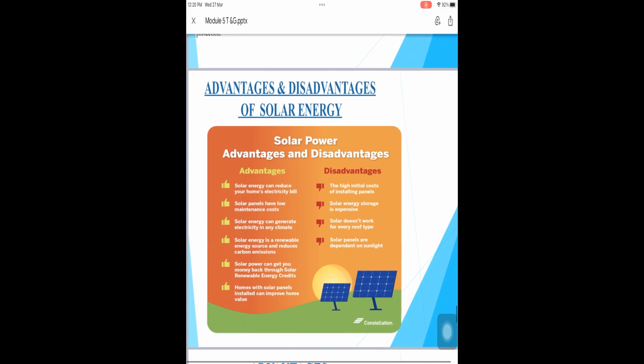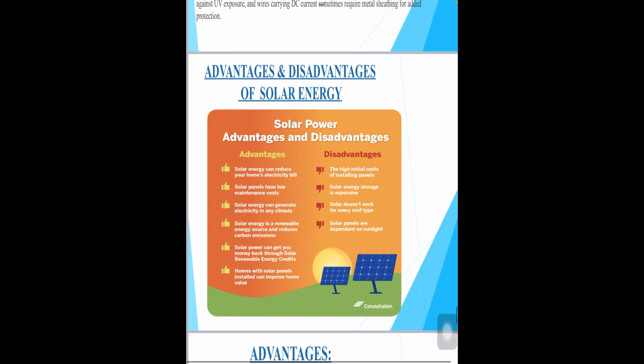So what are the different advantages and disadvantages of solar energy? Solar energy, we all know, will reduce our electricity bill. By utilizing the naturally available sun's energy, the bill can be reduced. The solar panel maintenance cost is very low. Energy can be generated in any climate. It is renewable in nature, so there are no carbon emissions or pollution affecting our environment. By installing solar power, we will be able to get our money back in certain years.